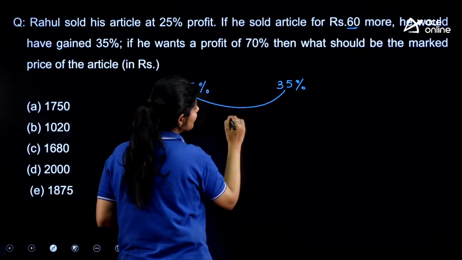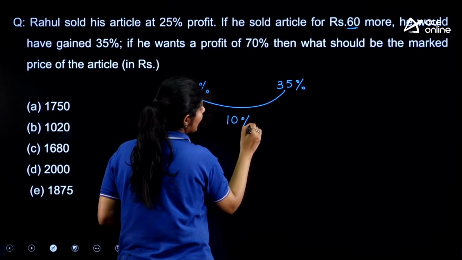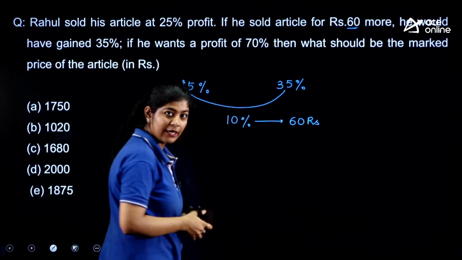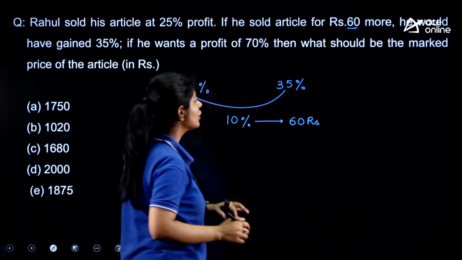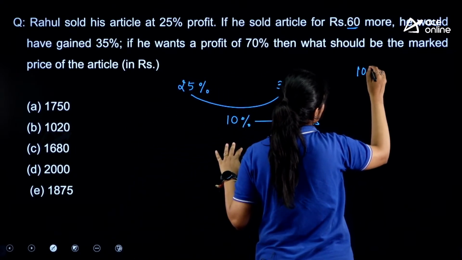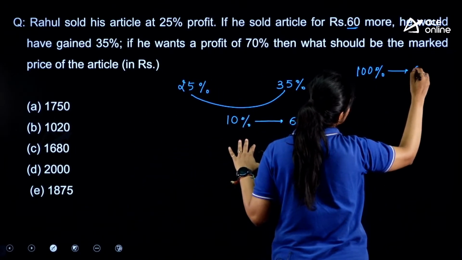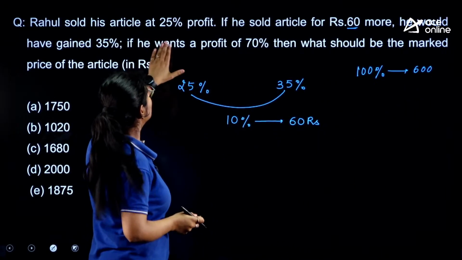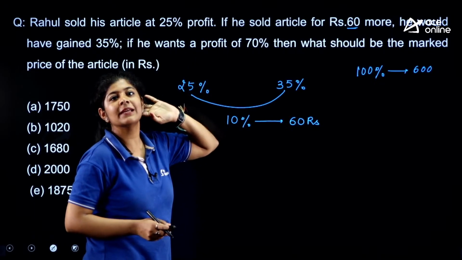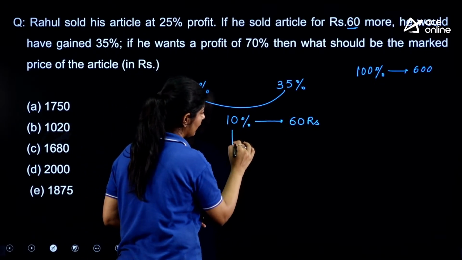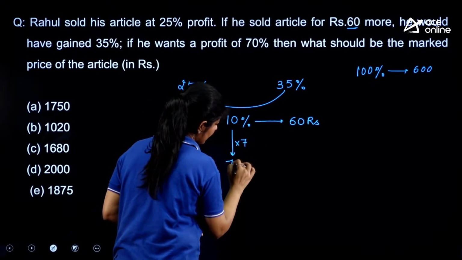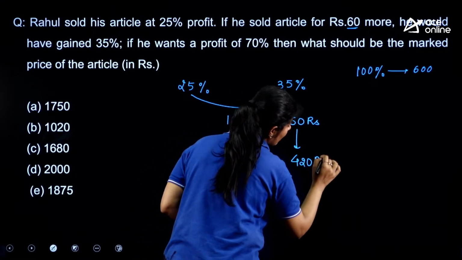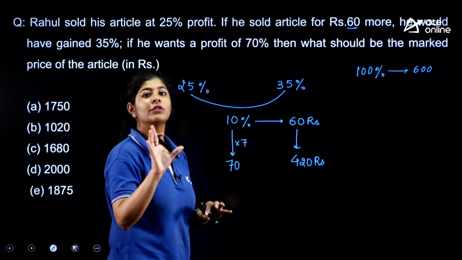That means the difference we are getting of 10% is actually equal to the 60 rupees. So if we want to find out the cost price, we can easily calculate the value of 100%, which is nothing but 600, right? But the question is saying that if he wants to earn a profit of 70%, that means 70% of this value. So this is nothing but 420. He needs to sell it at 420 rupees extra on the cost price.